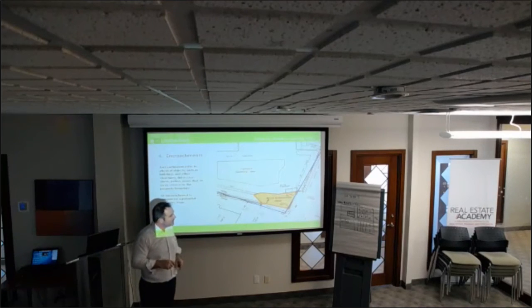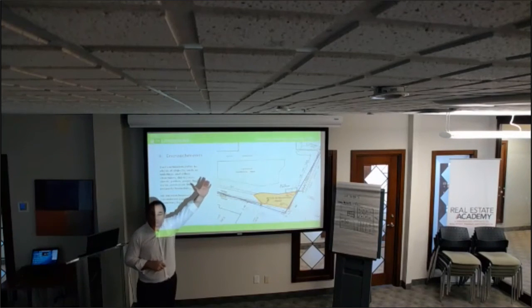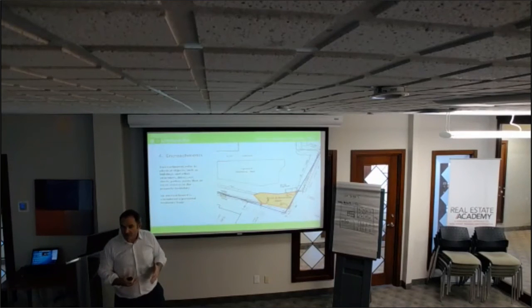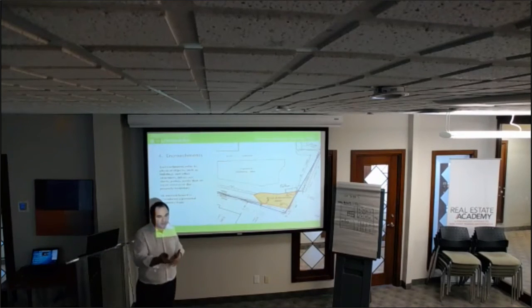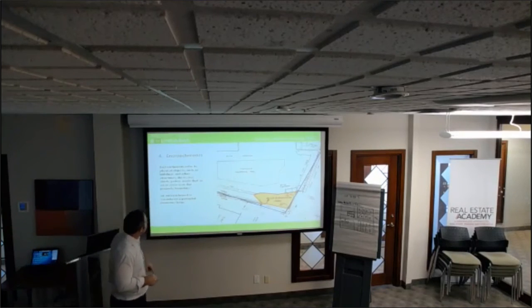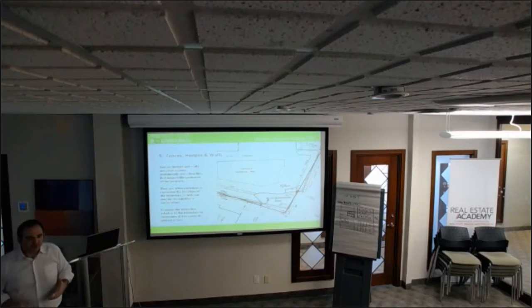If your client is buying this, and this is a much smaller yard, and you've got a bloody great shed there, you've got to know that this thing's 10 feet tall, encroaching on your property, and you've got a small yard, 30 by 100 yards, and you've got this in the corner of your property, you might want to know that before you buy it. Especially given that, as we go to the next one, fences, hedges, and walls. Fences, hedges, and walls should be on the property line.